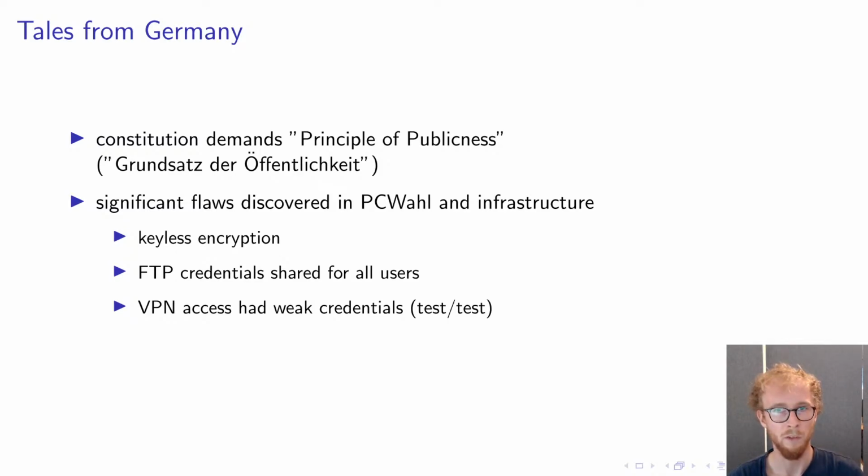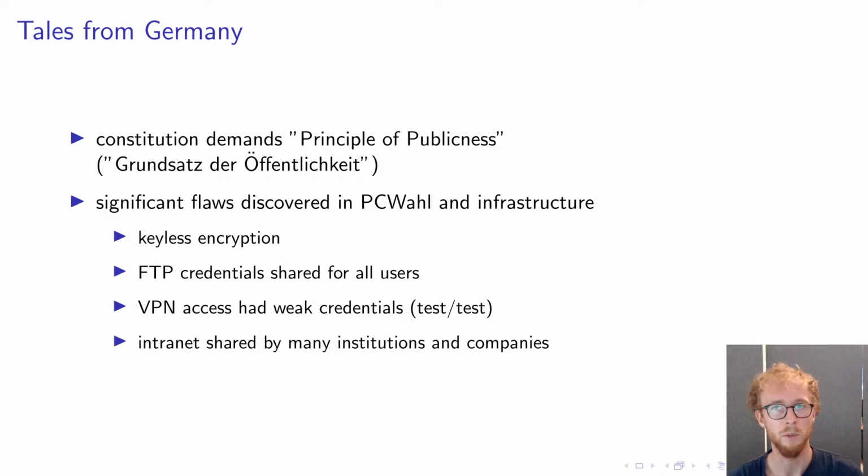The overall problem with that VPN and intranet was also that it was used by many institutions and companies at the same time. So we had contractors, we had the companies running the infrastructure, and all of them, also election workers, officials, all of them had to have access to that intranet. And basically, because of that, a lot of credentials were shared. There were a lot of people who had access to this, and it wasn't really clear who had access because the credentials were not scoped to specific users, but really used by many people at the same time.